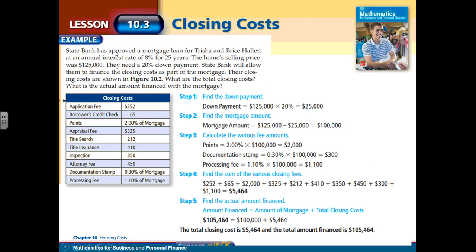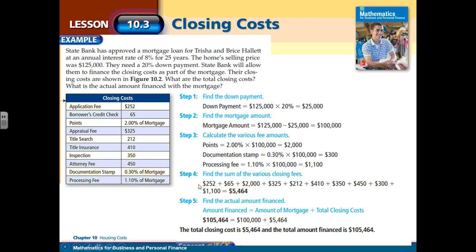Okay, so let's look at this example. State Bank has approved a mortgage for Tricia and Bryce Hallett at an annual interest rate of 8% for 25 years. The home selling price was $125,000. They needed 20% down payment. State Bank will allow them to finance the closing costs as a part of the mortgage. Their closing costs are shown in figure 10.2. What are the closing costs and what is the actual amount financed with the mortgage?